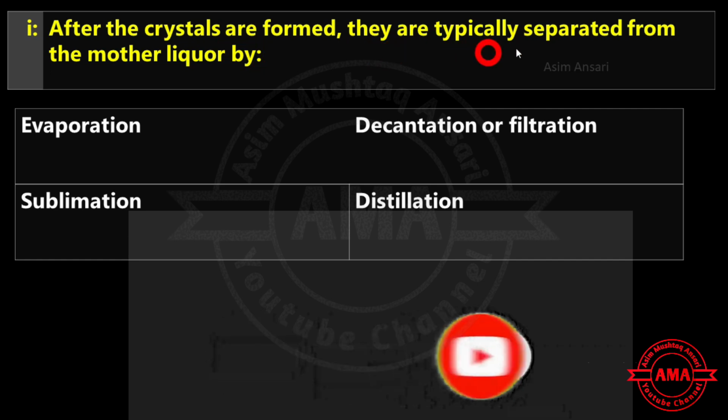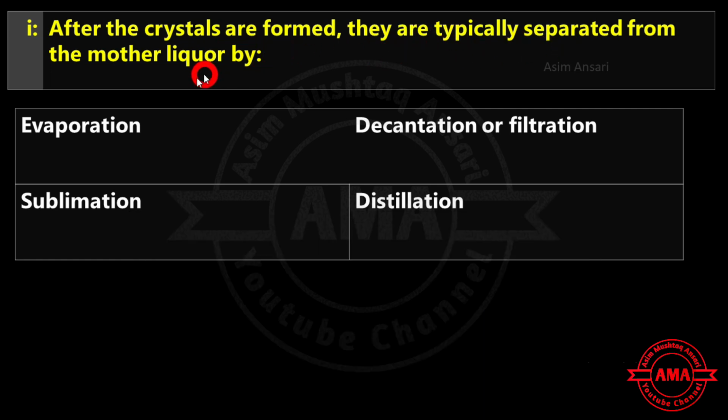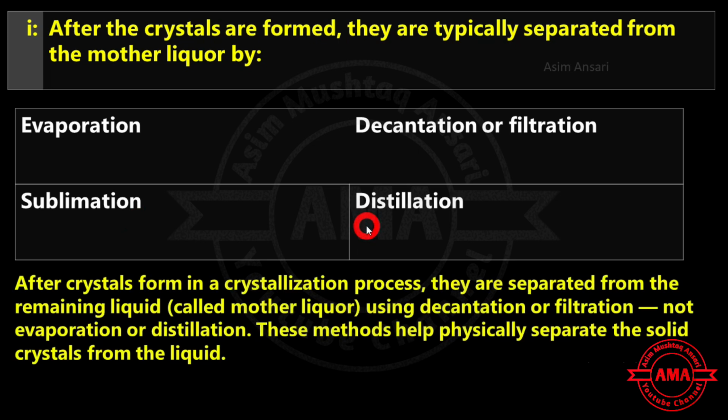First MCQ is: After the crystals are formed, they are typically separated from the mother liquor by evaporation, decantation or filtration, sublimation or distillation. There, after crystals form in a crystallization process, they are separated from the remaining liquid called mother liquor using decantation or filtration, not evaporation or distillation. These methods help physically separate the solid crystals from the liquid. So, the exact answer is B option.